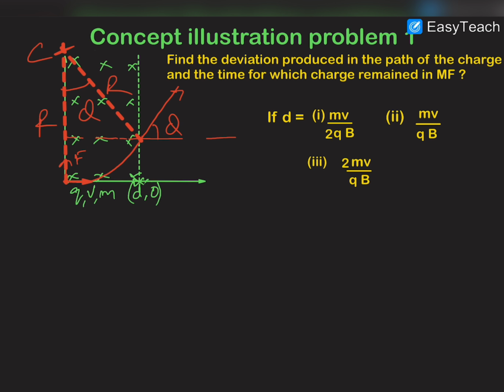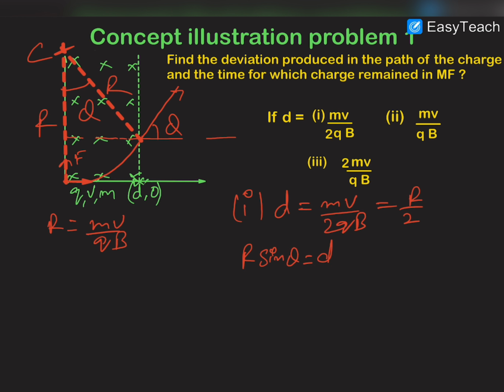Now in the first case, you can see, let us use the first case, that d is equal to mv by 2qB. So d is equal to r by 2, where r is the radius, which we know that it would be mv by qB. So d is r by 2. So you can see that this is r sin theta, and r sin theta is equal to d. So sin theta is equal to d by r, and d is r by 2, so d by r is half, so theta is 30 degree.